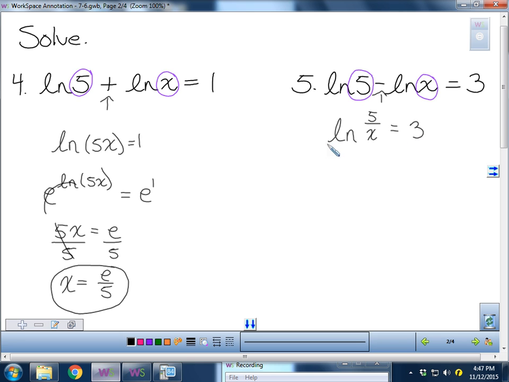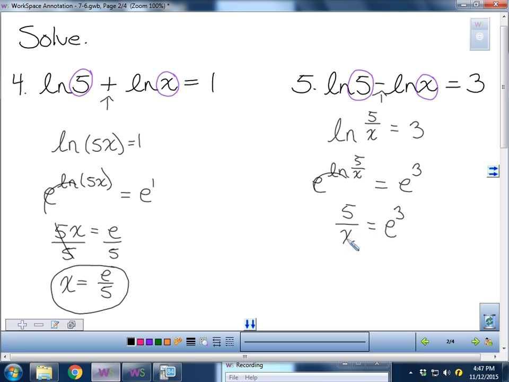To get rid of the natural log, I have to take e and raise it to both sides. So this would be e to the ln of 5 over x is equal to e to the third. You can't forget you have to do it to both sides. So the e and the ln are going to cancel, leaving me with 5 over x is equal to e to the third. Now I just have a simple algebra 1 problem. I have to solve for x.